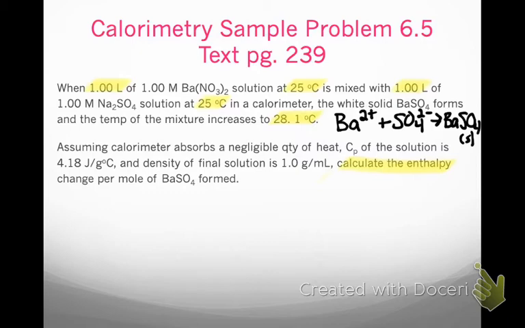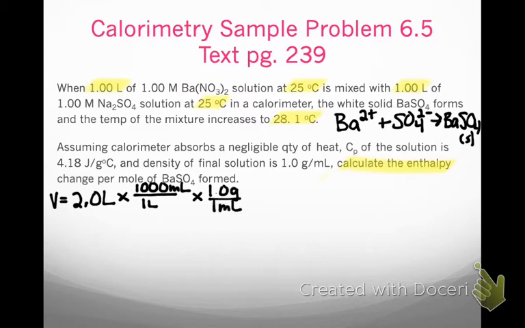So we know that since the temperature increases, the reaction is exothermic. We know that we have 1 liter of each solution used, so we have a total volume of water at 2 liters. So I'm just going to write that down. I can convert that water volume to grams by converting the liters to milliliters and then multiplying by the density of water.